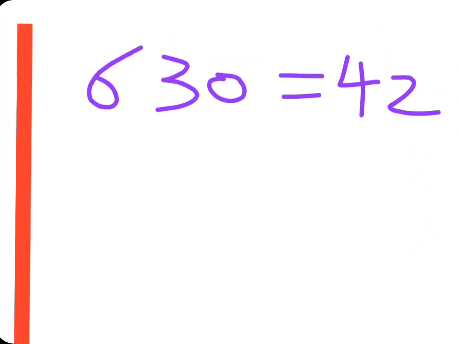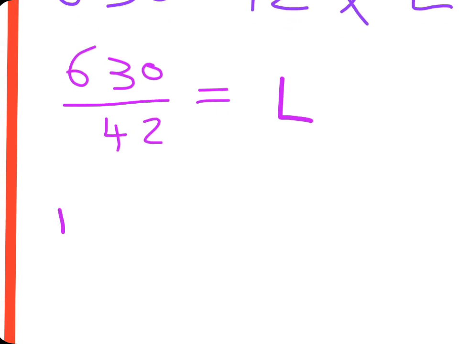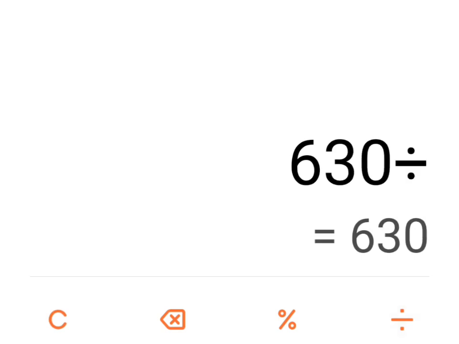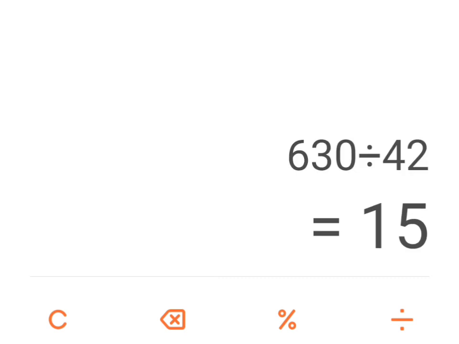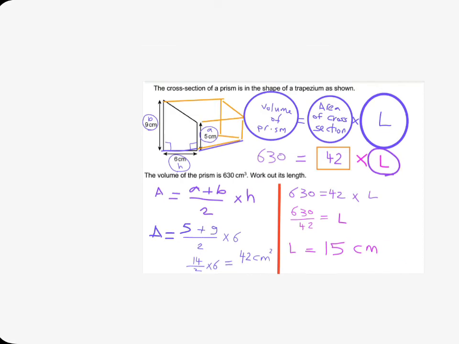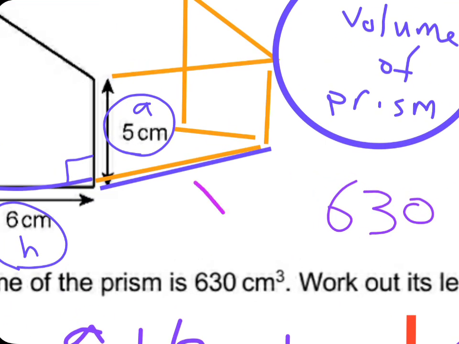So 630 divide 42 equals the length. Very good. So the length equals what? Let's check with a calculator. 630 divide 42 equals, very good, 15. Let's go back. So the answer is 15. And the unit is centimeter. So by doing this, we found the length of the prism, which is this one. And it equals 15 centimeter.